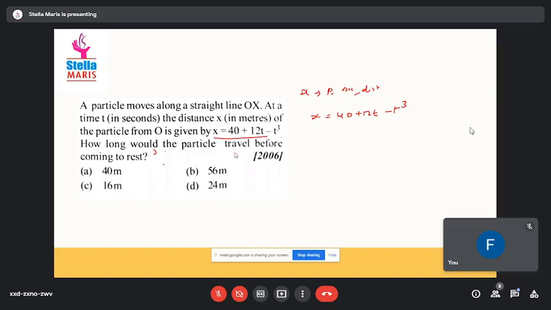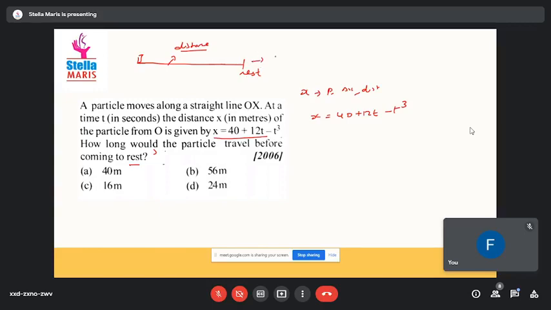What you have to understand is a particle has started a motion in a straight line. It has traveled some distance, and it has come to rest. That's what the question says. Eventually, it has come to rest. They are asking how long the particle traveled before coming to rest. Basically, they are asking the distance. So clear till now? Yes, sir. Okay.